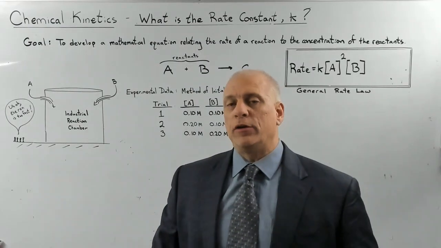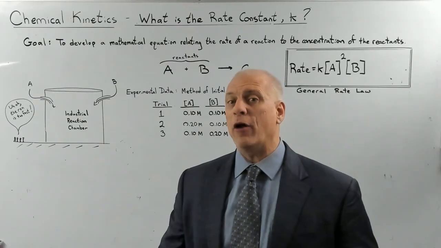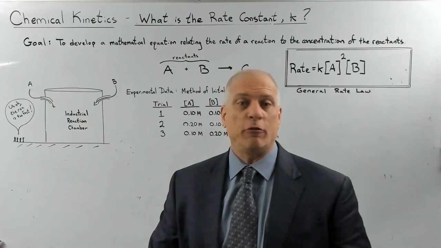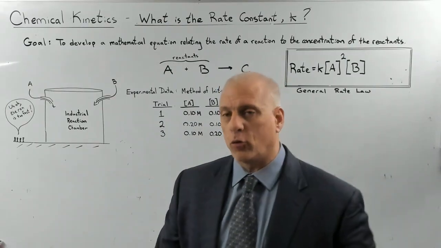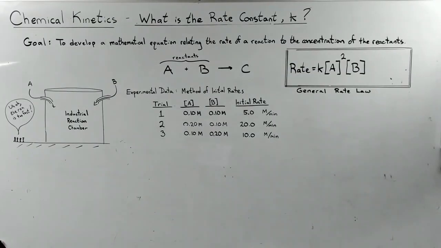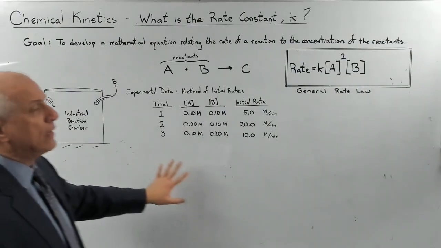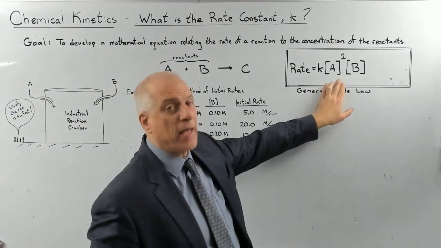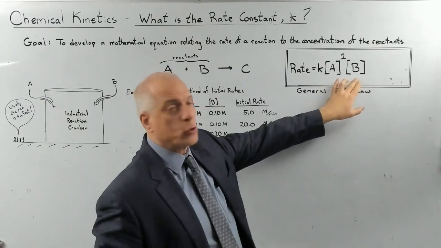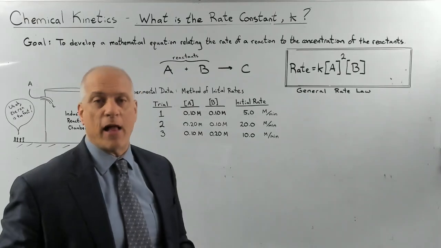In this follow-up video, we're going to take a look at how to determine the numerical value of a rate constant given the general rate law equation. We're going to look at the data from the previous video. We have a hypothetical reaction, A plus B going to C. We've already determined that the reaction is second order with respect to the concentration of A and first order with respect to the concentration of B. But now let's find the value of K.